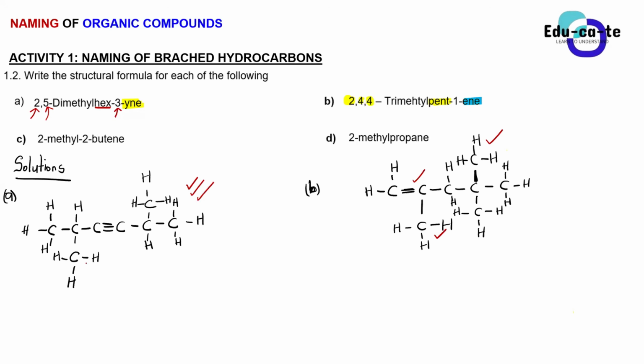Okay. I didn't open another slide for more space. Let's just finish up here. I don't know if the space is going to be enough, but let's see. 2 methyl 2 butene. Let's see. 2 methyl 2 butene.